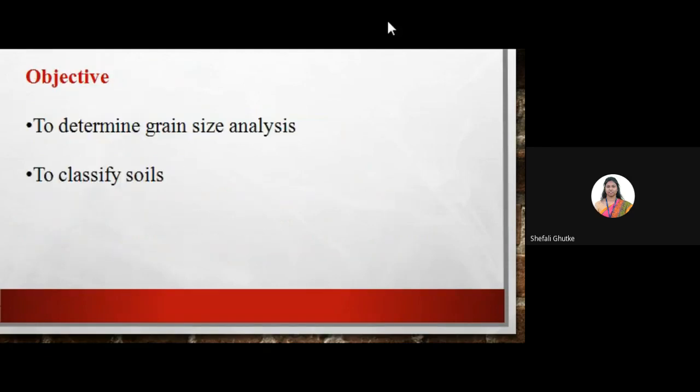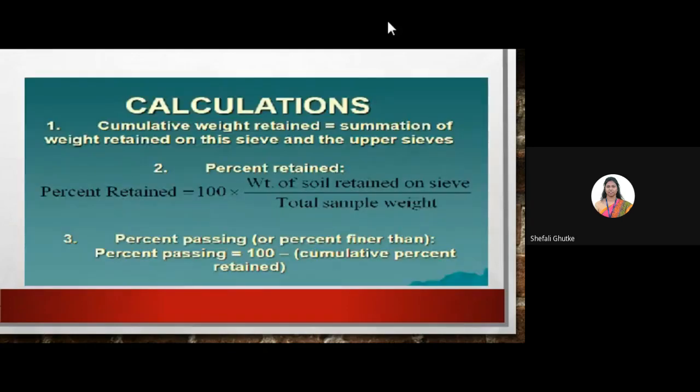So the objective of particle size distribution is to determine the grain size analysis and to classify the various types of soils based on their sizes. So these are the calculations. We can find the cumulative weight retained, percentage retained, and the percentage passing.